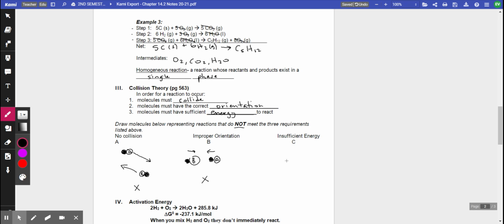Insufficient energy means they are lined up properly. So I have A lined up with B. They are going to collide, but if they're moving really slowly and they don't have enough energy to overcome the repulsion between their electron clouds, then they will just bounce back off of each other. So they're just going to bounce back after that, and there will be no reaction. Okay.